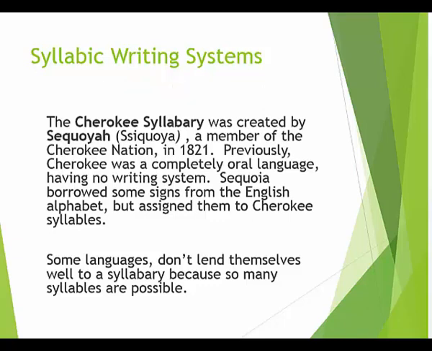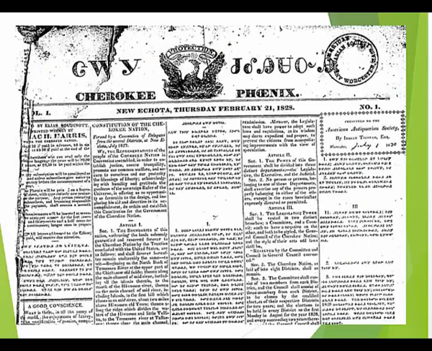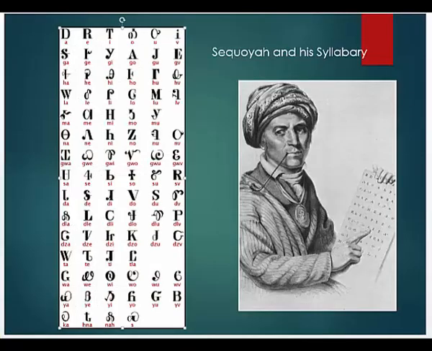Not everyone at first was behind him, and he was even suspected of witchcraft by his wife because he would neglect all his other responsibilities, like taking care of the farm. He eventually demonstrated the usefulness of his syllabary, and it was eventually adopted by Cherokee newspapers and increased literacy in the Cherokee Nation dramatically. And here's just a look at Sequoyah and his syllabary.